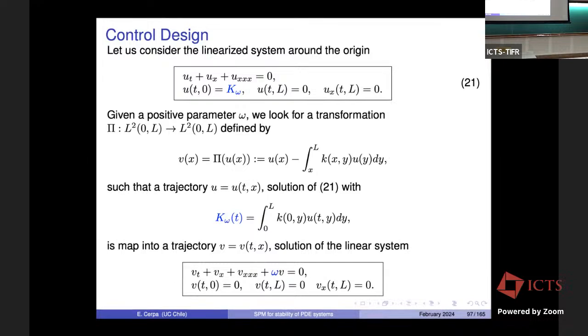In fact, yesterday we considered a function omega of x that may have some compact support, for instance, included in the domain. Here it is just a constant, because this is not the original system. That is what we want to use in order to get the stability.